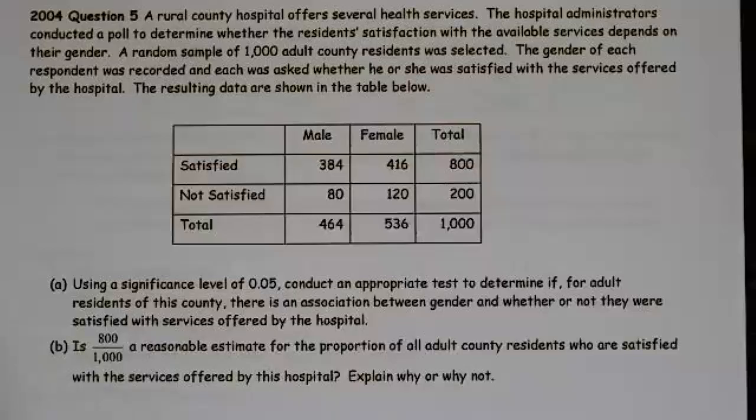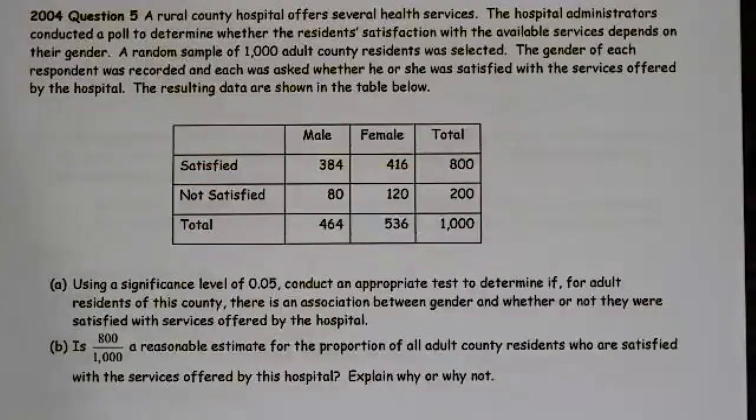All right, this is a 2004 question 5. A rural county hospital offers several health services. The hospital administrators conducted a poll to determine whether the residents' satisfaction with the available services depends on their gender. A random sample of 1,000 adults, county residents, was selected. The gender of each respondent was recorded, and each was asked whether he or she was satisfied with the services. The resulting data are shown in the table.